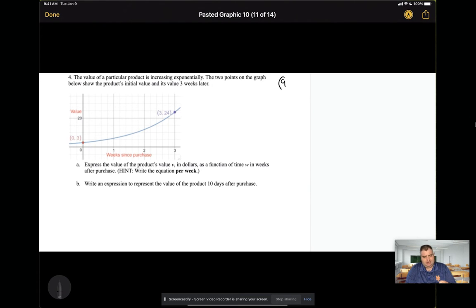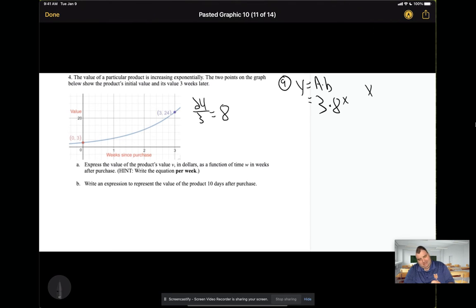So I'm going to start that up here. My initial value in this case is going to be 3. My growth factor goes from 3 to 24. So my growth factor, 24 divided by 3, is equal to 8. So my growth factor is 8. So my equation is 3 times 8 to the power of x.